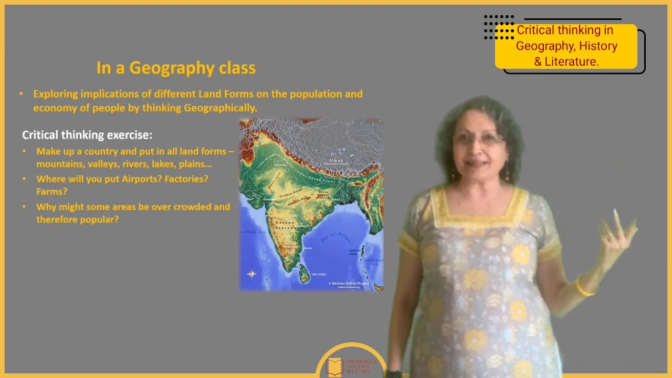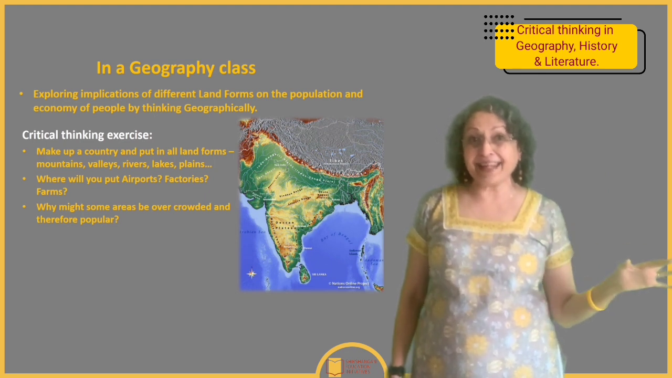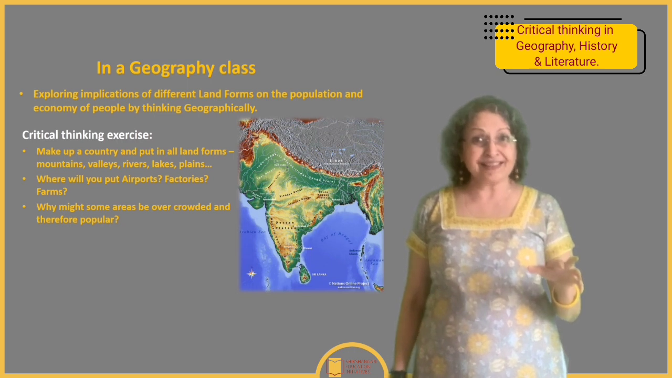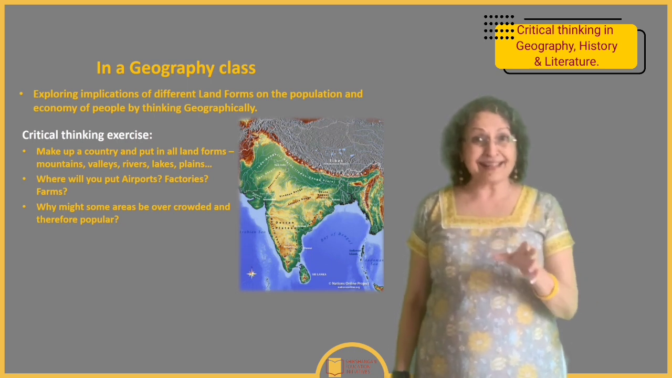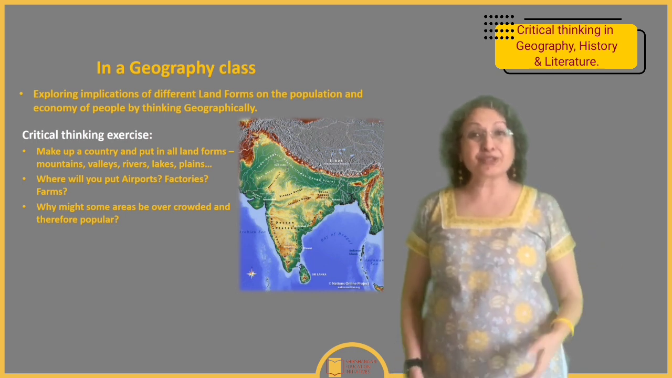अब बच्चे सोचने लगेंगे because now they need to think about what kind of a terrain do they require for a farm. नदी के पास होना चाहिए और airport flat land होना चाहिए and so on. So critical thinking is into play.